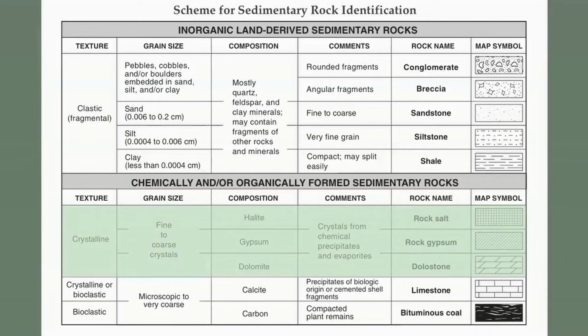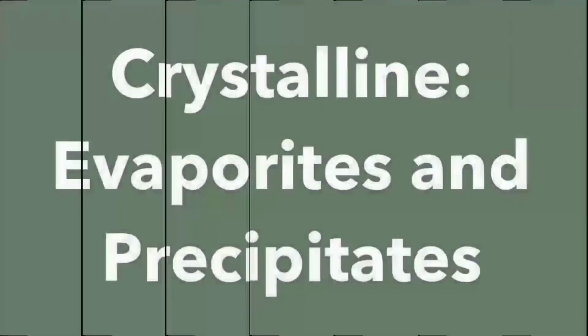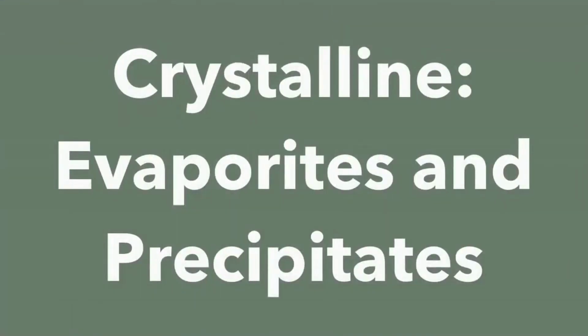First off, the crystalline rocks, seen here on the reference table. So these are under a column that says chemically or organically formed sedimentary rocks. So these are not necessarily from compacted sediments. In fact, the crystalline ones form in an entirely different way. So crystalline sedimentary rocks are known as evaporites or precipitates. And what that means is that they form as a result of some sort of chemical process.